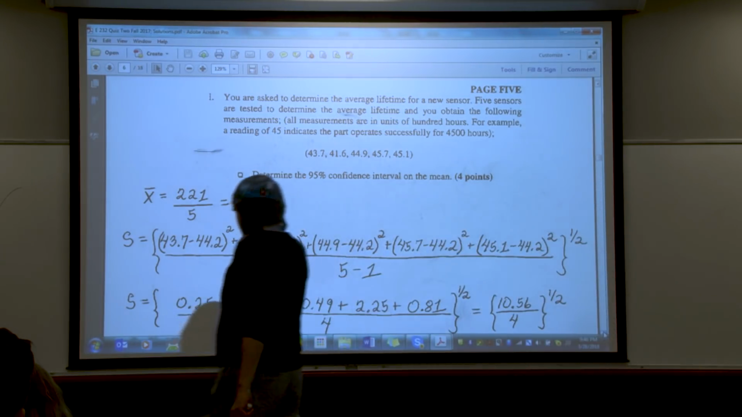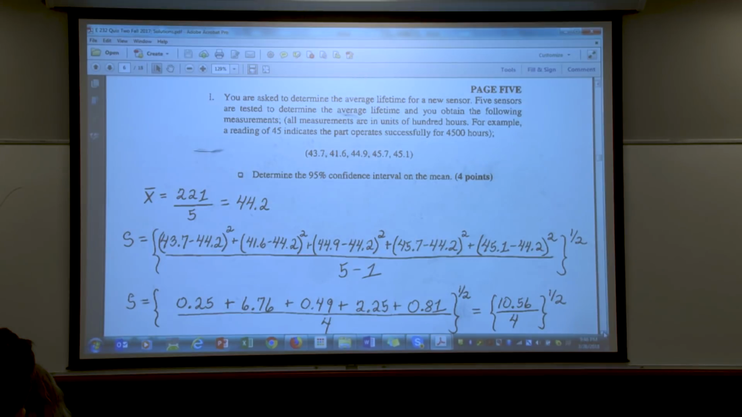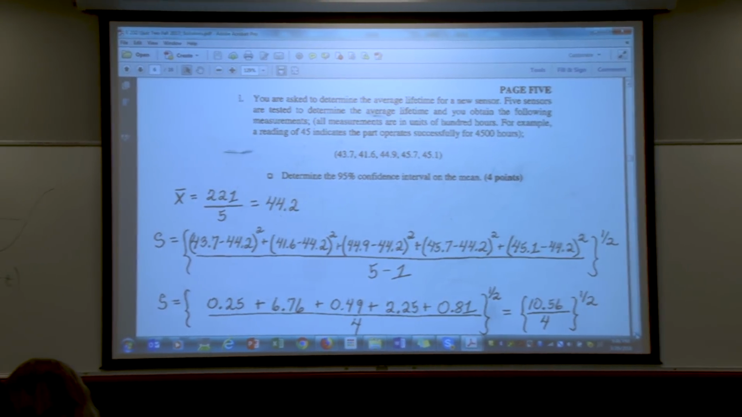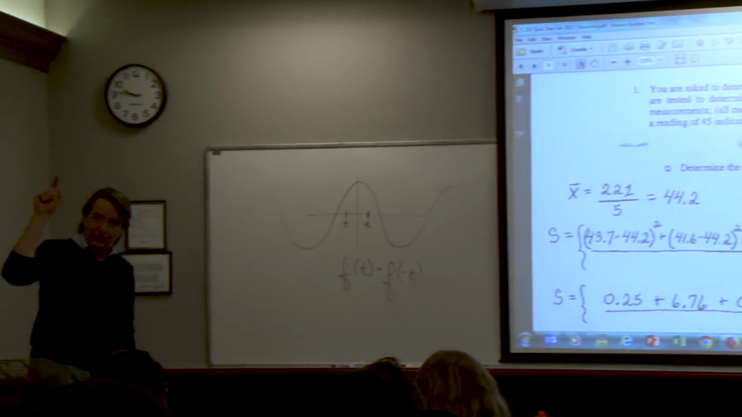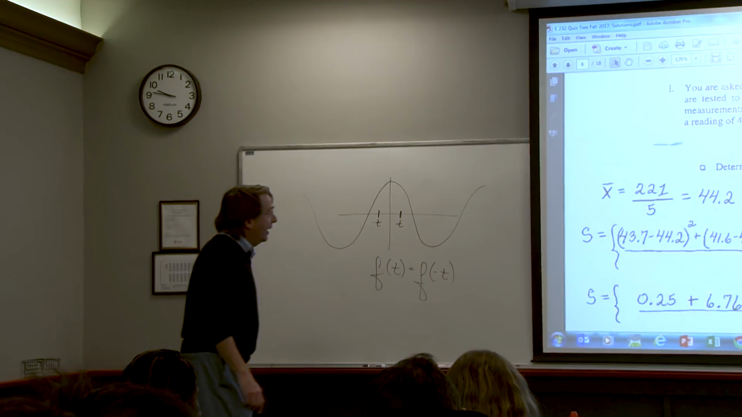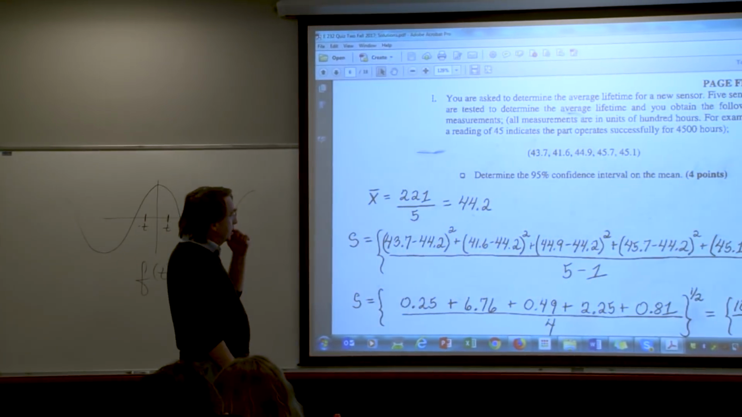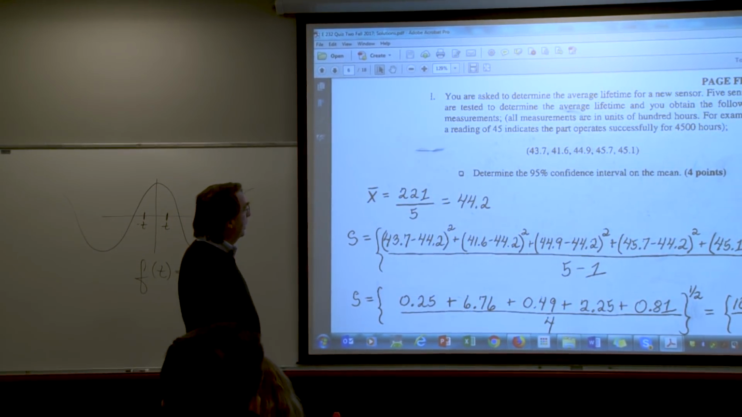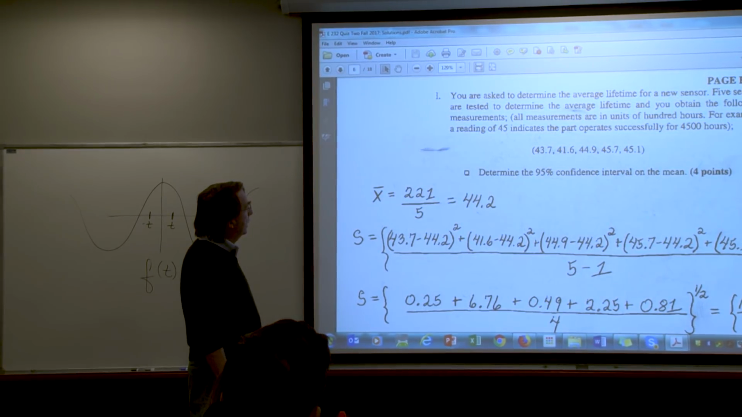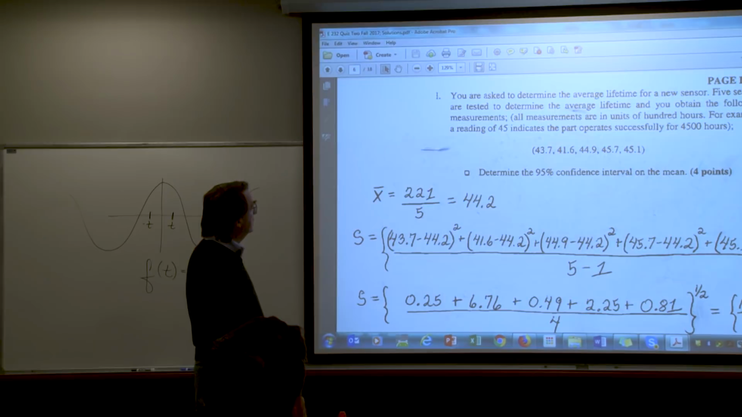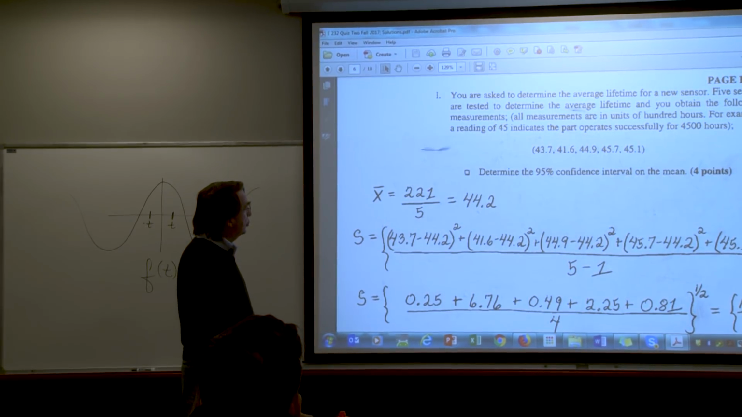All right. So Ryan, you are specifically asked to determine the average lifetime for a whole bunch of new sensors. How many? 5. What's important about 5? Less than 30. Okay, so for example, everything is done in hundreds of hours, right? Determine the 95% confidence interval on the mean.